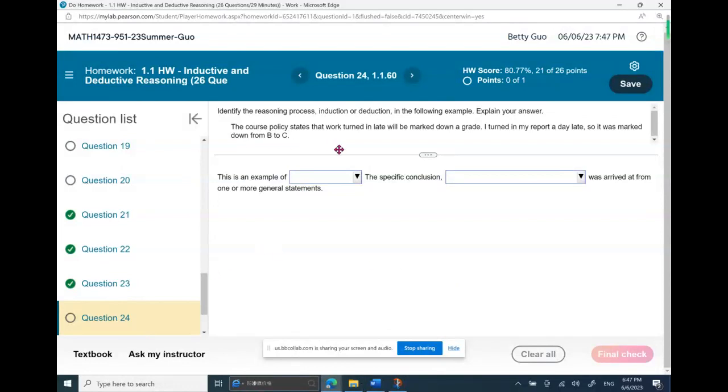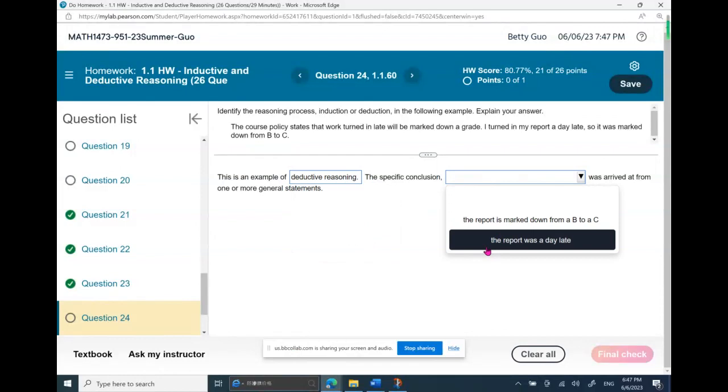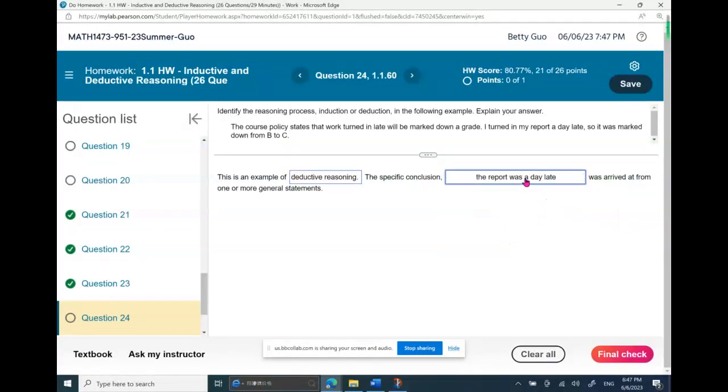Okay, this one. This is an example of what do you think? The course policy states work turned in late will be marked down a grade. I turned in my report a day late, so it was marked down from B to C. From general to specific. The specific conclusion, that my report was a day late, was arrived at from one or more general statements. The policy applies to all, so the policy applies to you. From general to specific.